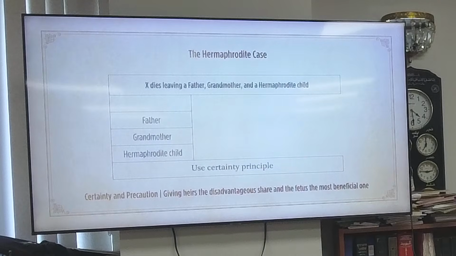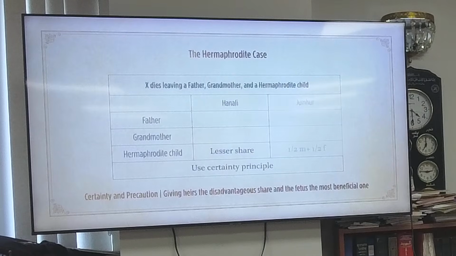The khunsa case. Somebody that's, how do you say this? Hermaphrodite case. Hermaphrodite, yeah. So a person dies leaving a father, a grandmother, and a hermaphrodite child. So what do we do? We use the certainty principle. This child, we still don't know whether they're male or female. So we also do certainty and precaution. And in the Hanafi, we give the child the lesser share. So we use the caution principle.